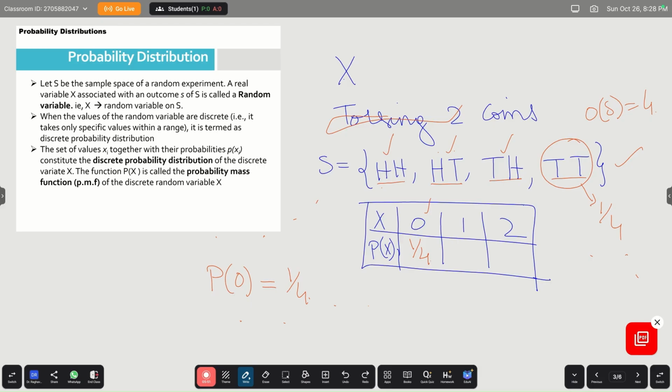Now the second value is 1. What is the probability that x takes the value 1? In the HH case, x will not take the value 1. In the HT case, x takes the value 1 because one head is there.